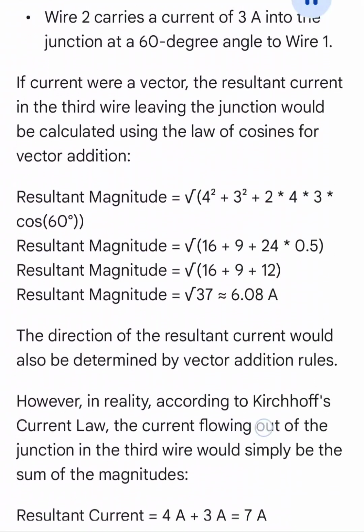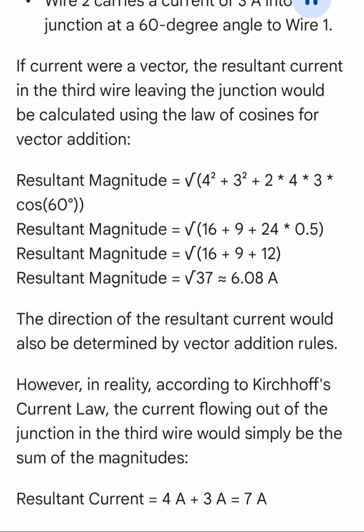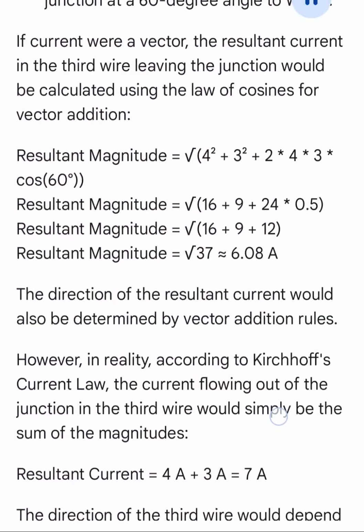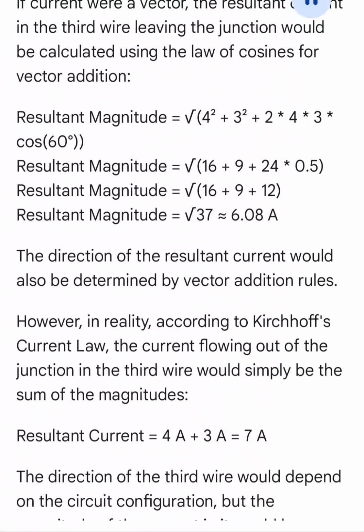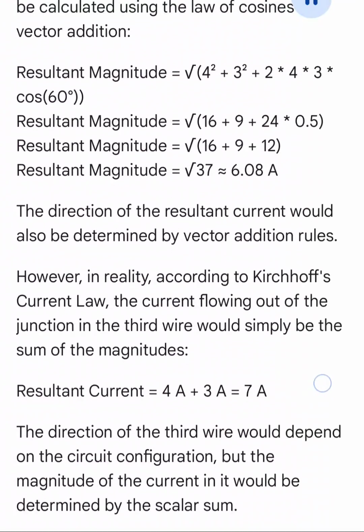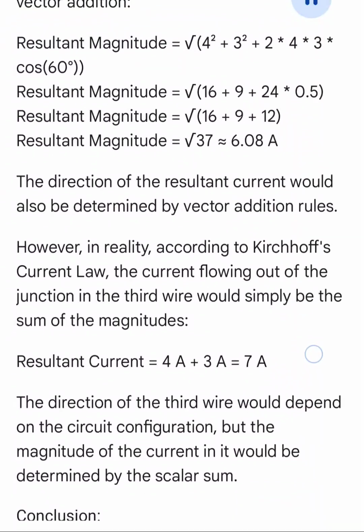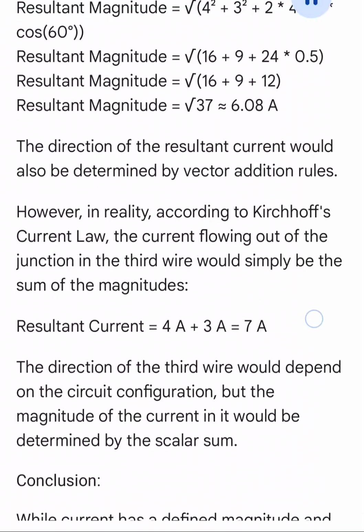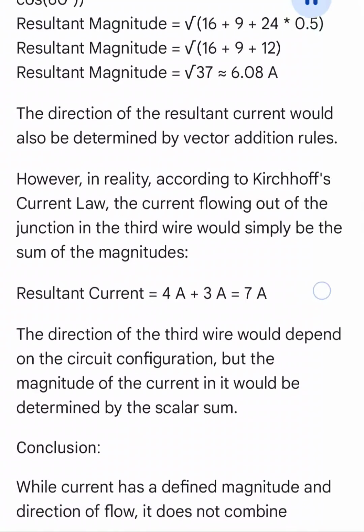Resultant magnitude equals the square root of 4 squared plus 3 squared plus 2 times 4 times 3 times cos 60 degrees. Resultant magnitude equals the square root of 16 plus 9 plus 24 times 0.5. Resultant magnitude equals the square root of 16 plus 9 plus 12. Resultant magnitude equals the square root of 37, approximately equals 6.08A. The direction of the resultant current would also be determined by vector addition rules.